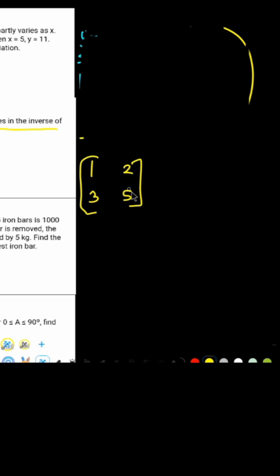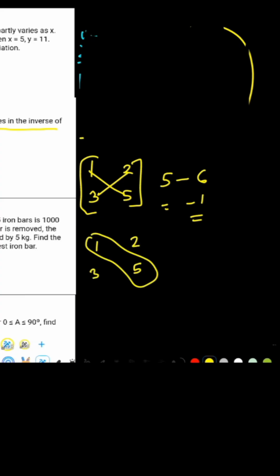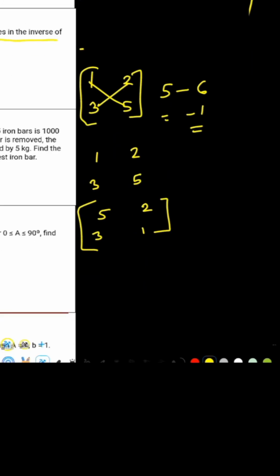Determinant is you multiply in this direction first, then you subtract from what you will get in this direction. So I'm going to do 5 times 1, that will give me 5, minus 3 times 2, that will give me 6. So 5 minus 6 is minus 1. So that means determinant is minus 1. The next step, this is your original matrix here. This 5 and this 1, you interchange their positions. So if you do that, it will be 5, 2, 3, 1. I've interchanged their positions.